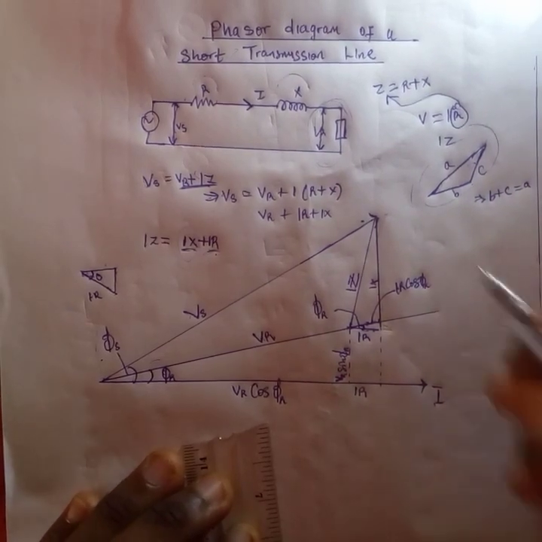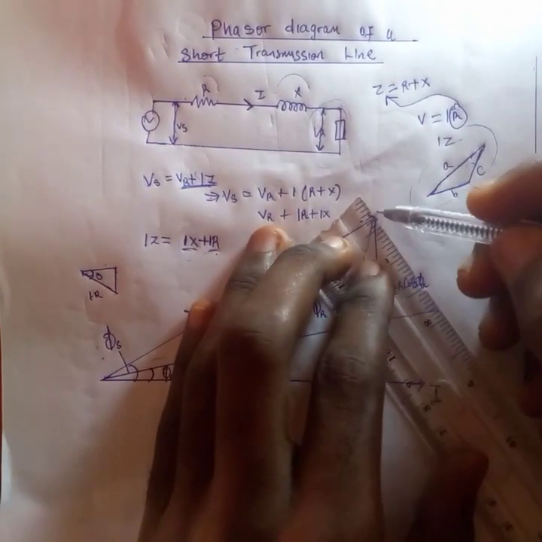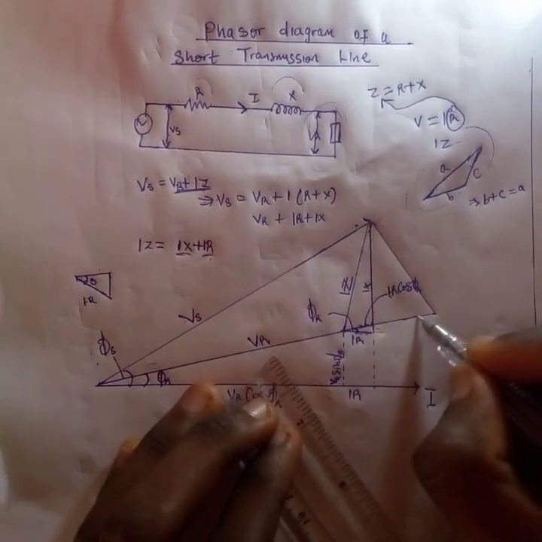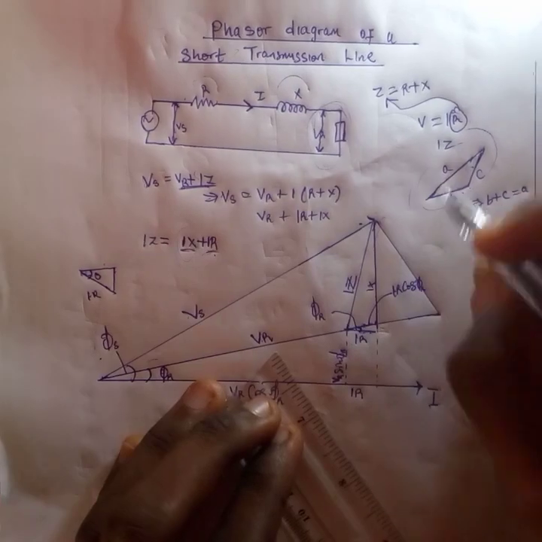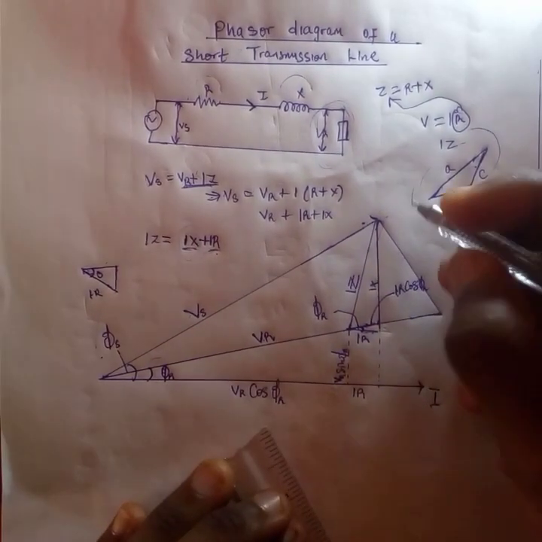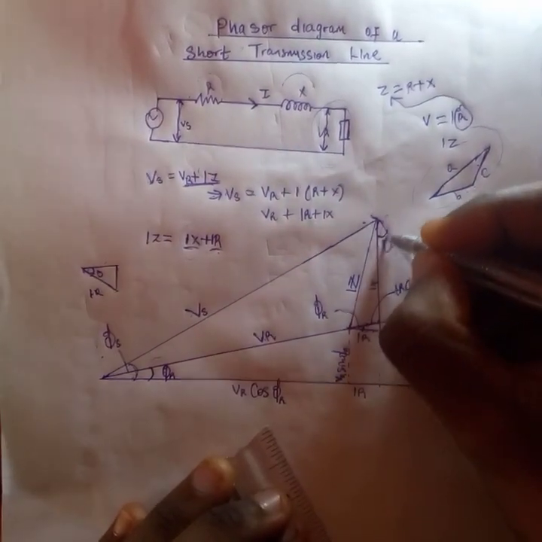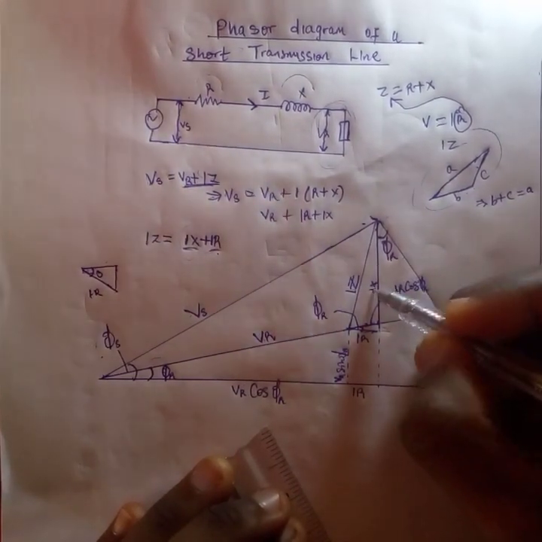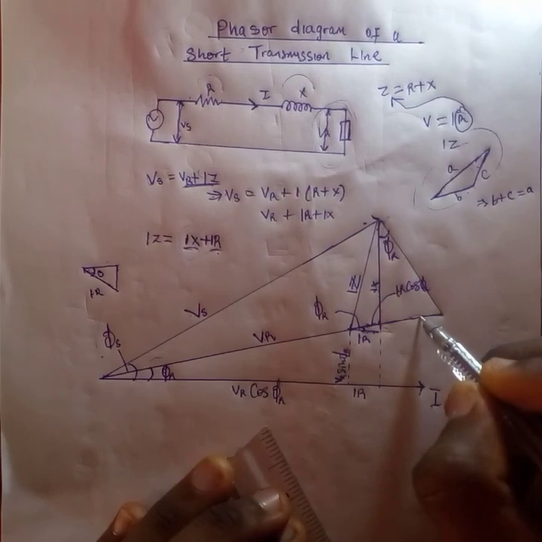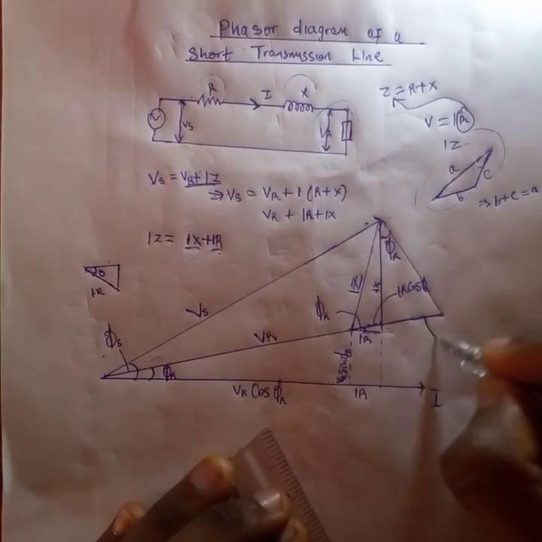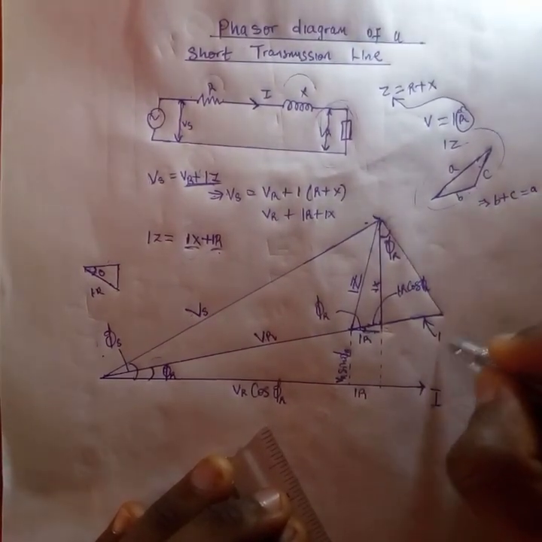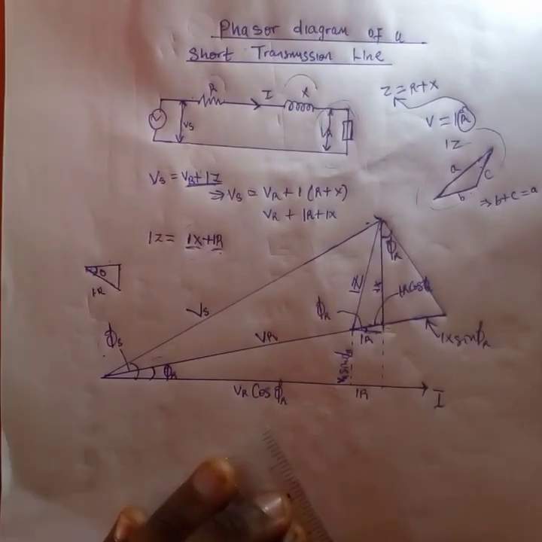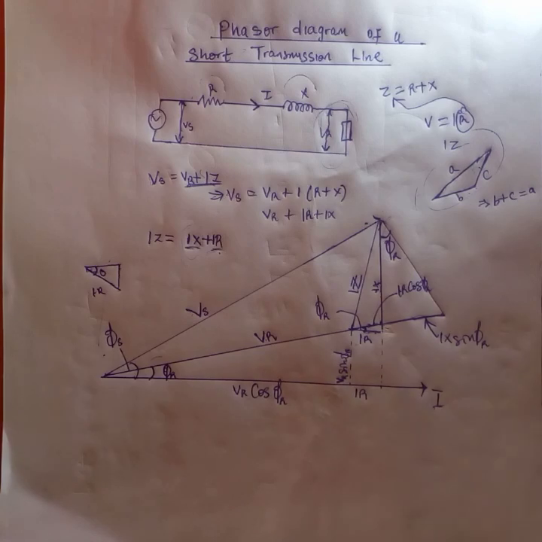Then this one here has an angle, right? You will see the importance of doing this very soon. And according to trigonometry, you can try that. You discover that the angle here also will be phi R, right? Already, what is here is IX. So why not resolve IX to find this component? We have IX sine phi R, right? Okay, so I think this is the explanation of this phasor diagram.